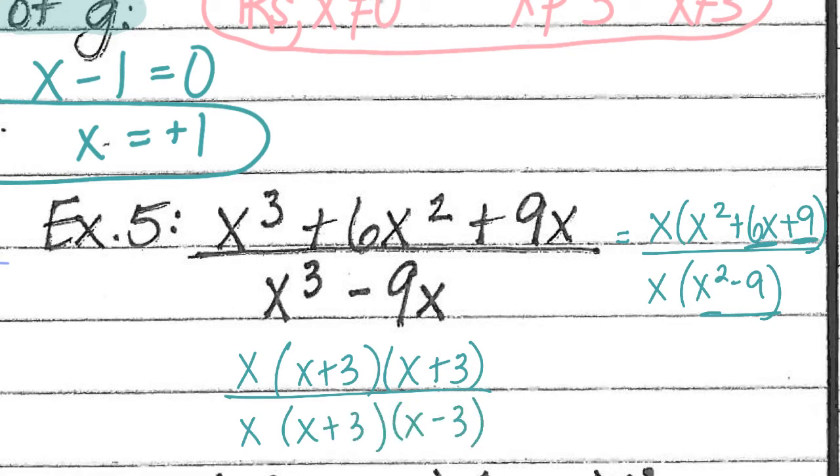And let's talk about everything that can reduce. X's can reduce, x plus 3 can reduce. So my answer is x plus 3 over x minus 3. And again, it's great if you want to show it in the little parentheses. It does help to separate that.